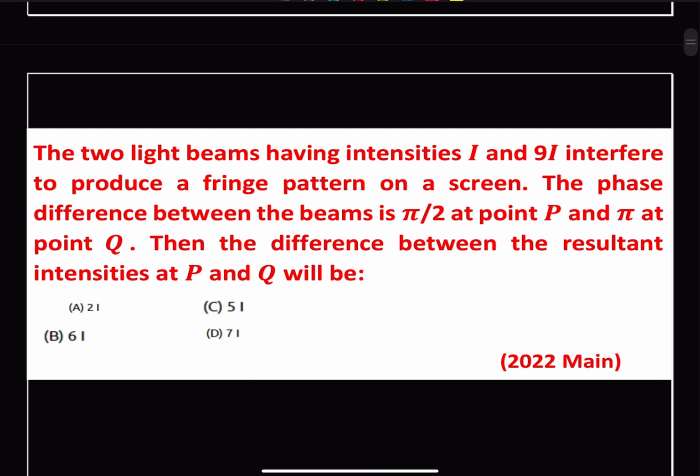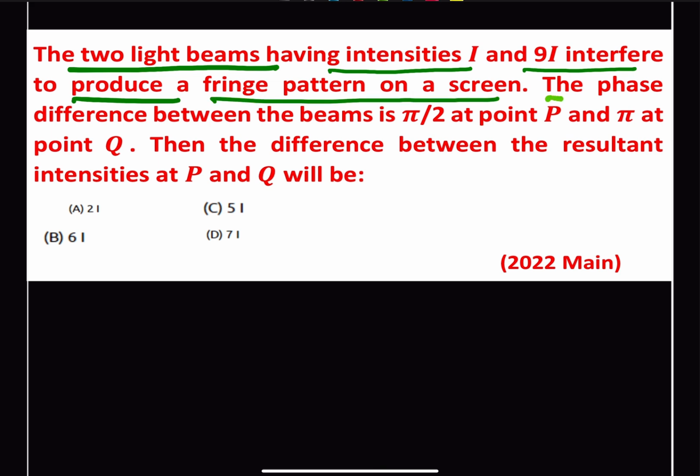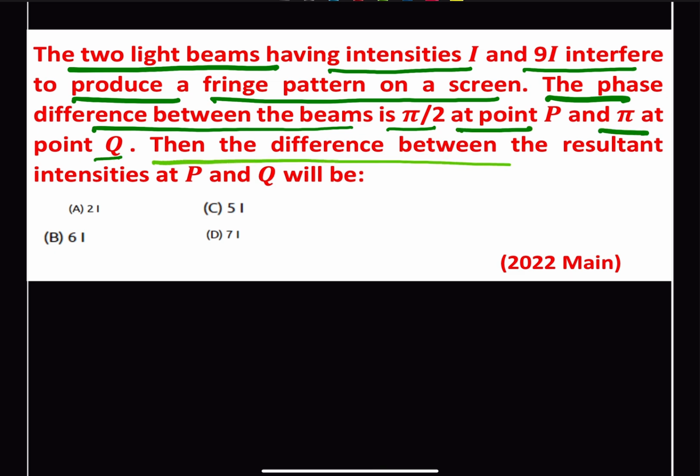We are given that two light beams having intensities I and 9I interfere to produce a fringe pattern on the screen. The phase difference between the beams is pi by 2 at P and pi at Q. Then the difference between the resultant intensity at P and Q will be.